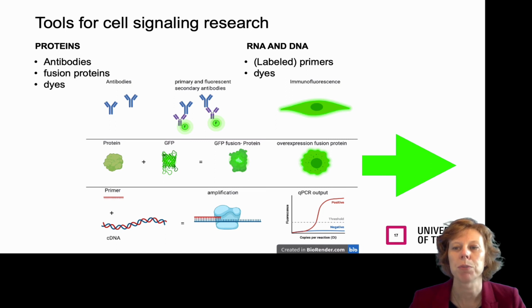Tools based on fusion proteins can be used to look at protein mobility, localization, and co-localization, but can also be used to fish for protein interactions if a specific antibody is not available. Dyes are often used in histology, but also in live cells. For example, membrane dyes can be used to look at cell migration in a tissue.